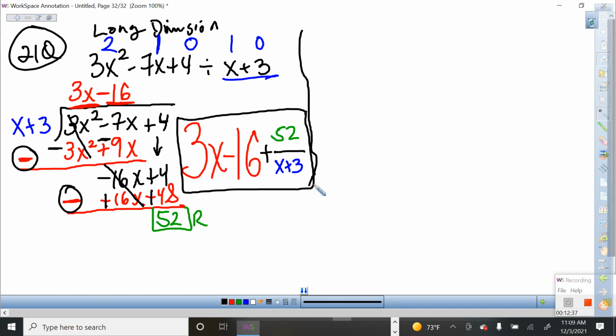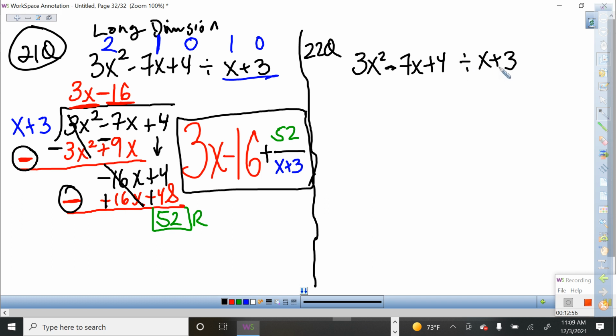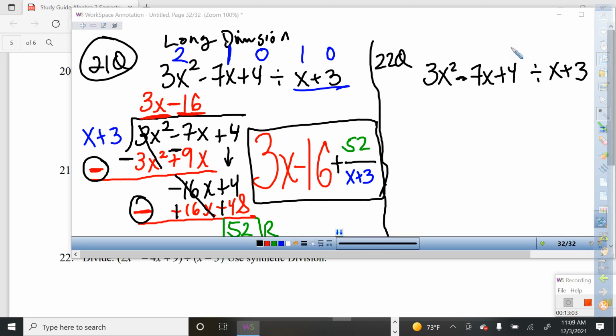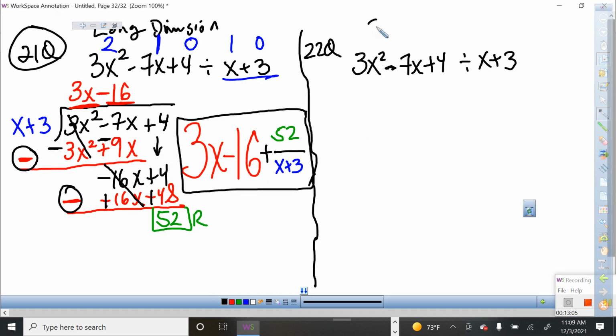Okay, before you go and do that one on your study guide, let's do 22q. Let's copy the same polynomial, 3x squared minus 7x plus 4 divided by x plus 3. Now I'm just going to give you a heads up. The answer is going to be the same, but we're going to use what? Synthetic division.